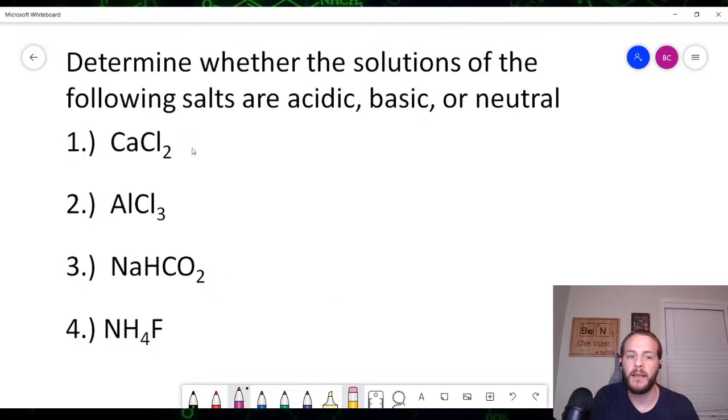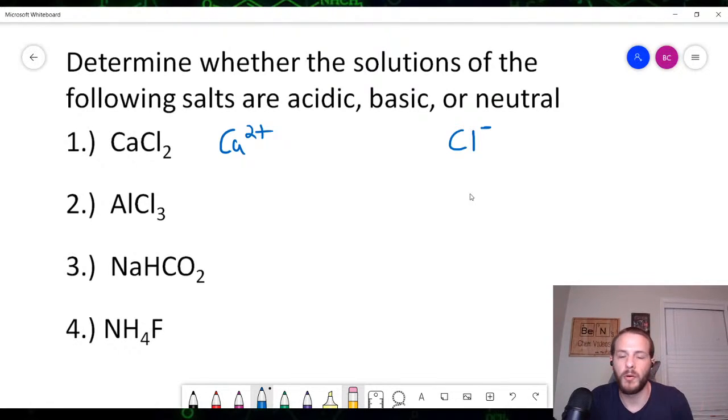So with CaCl2, well, our cation in this case is Ca2+. Our anion is Cl-. Yes, we have two of them, but that doesn't really make much of a difference here, trying to figure out whether the anion behaves as a base or neutral, right? So the cation's either going to be acidic or neutral, and the anion is either going to be basic or neutral, right? Ca2+, so is that the conjugate acid of a weak base, or is that the counter ion of a strong base, or is it a small, highly charged metal?